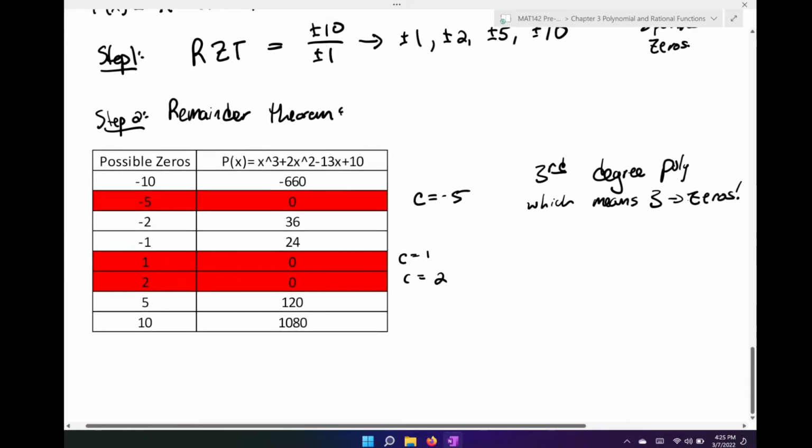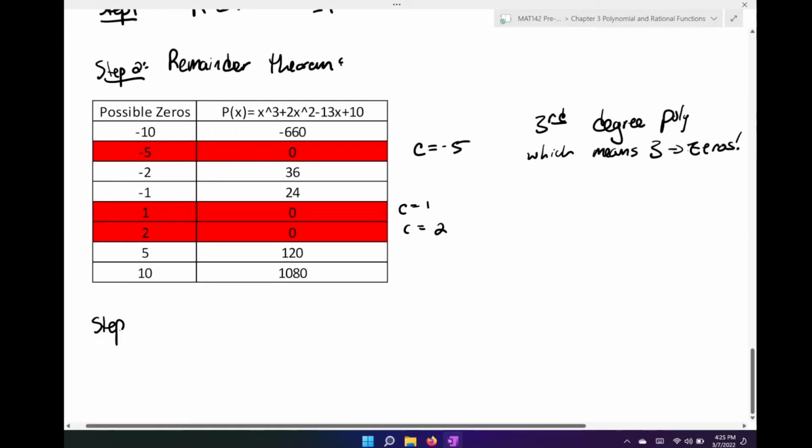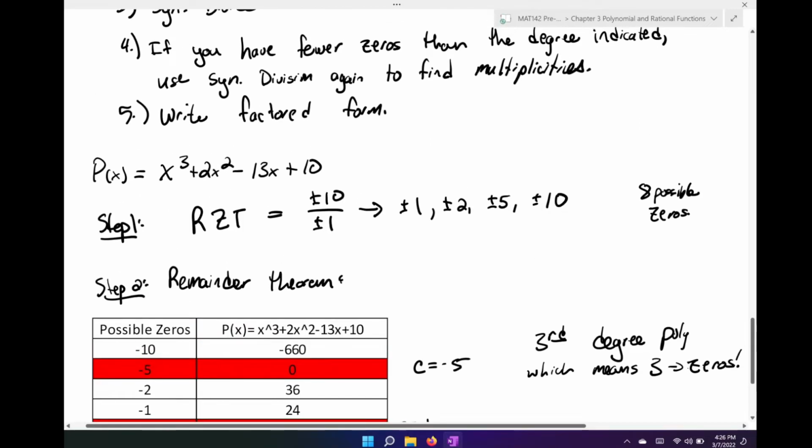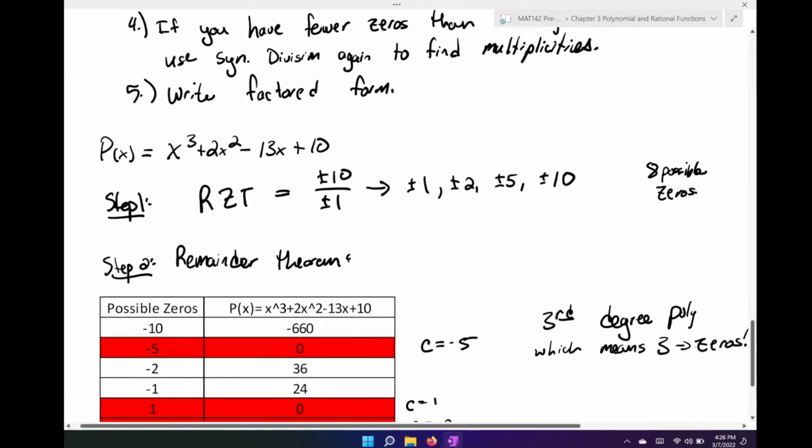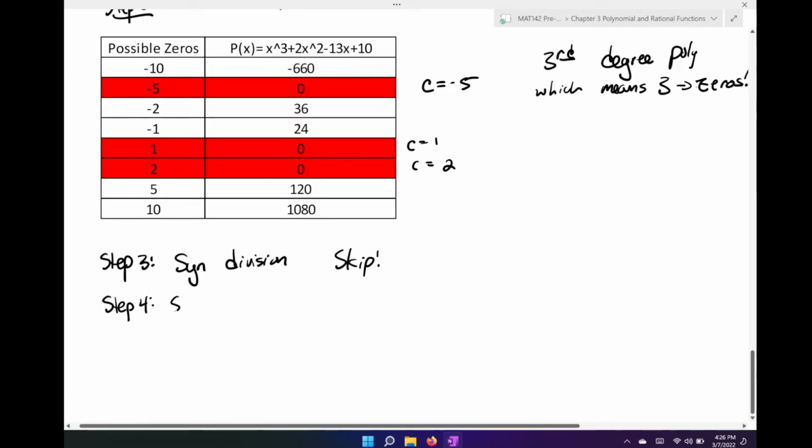Now, step 3 would be synthetic division. But since we found in our remainder theorem the ones that are equal to 0, we don't have to do it. We can skip. That's fantastic. Step 4, I forget what step 4 was. If you have fewer zeros than the degree indicated, use synthetic division again. Skip. We can go all the way down to step 5.